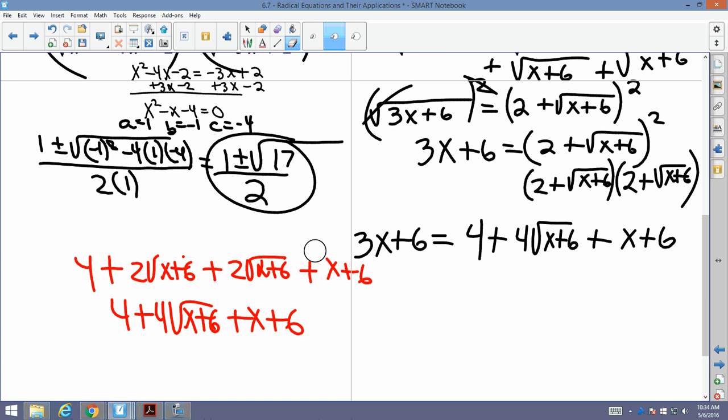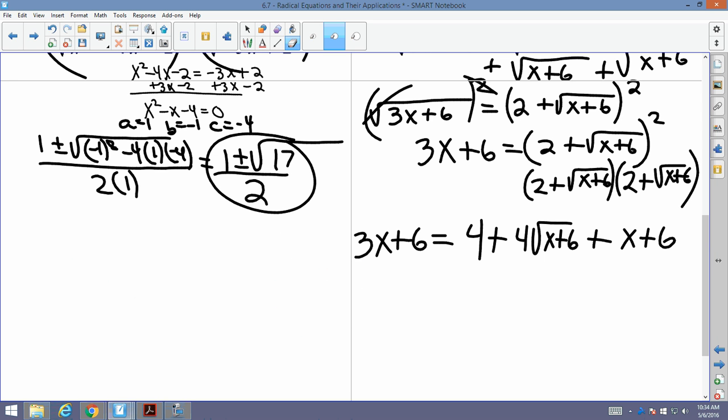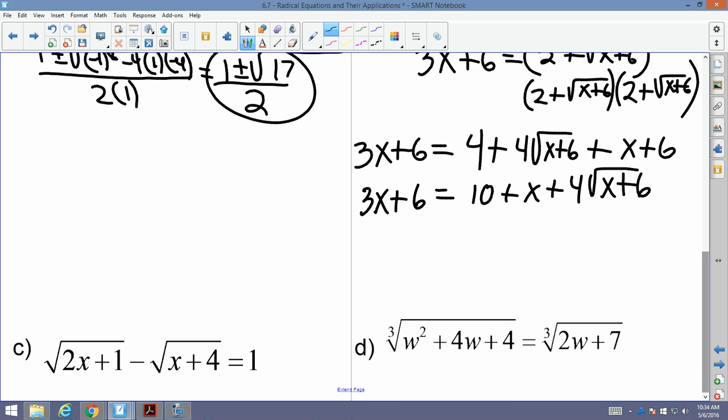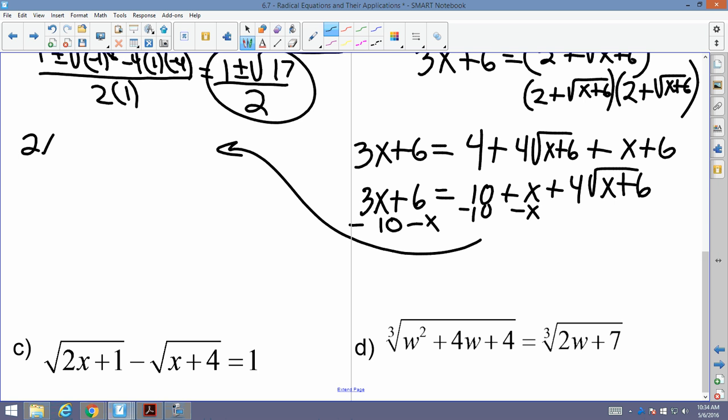Now, let's go back to where we were. Okay, so now I have 3x plus 6 equals 10 plus x plus 4 square root of x plus 6. Now I'm going to subtract the 10 and subtract an x from both sides. So that's going to give me over here 2x minus 4 equals 4 times square root of x plus 6.